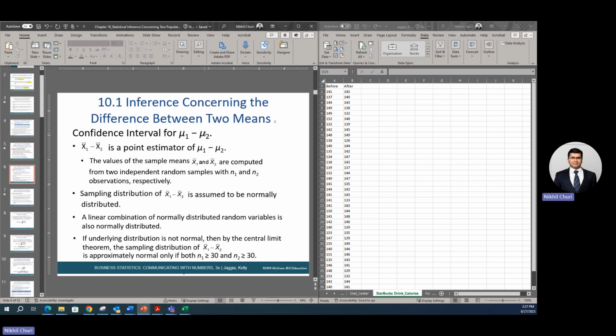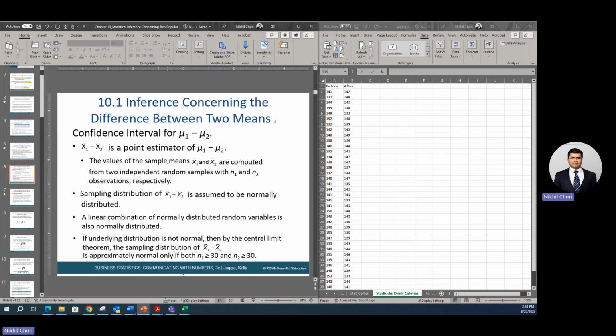Whenever letters like X, Y, Z come into the picture, it denotes that you are talking about sample information. Whenever you use Greek letters like mu, sigma, sigma square, and so on, it refers to the entire population. Since finding the actual values for the entire population is impossible in the business world, we make an assumption that the difference between x1 bar and x2 bar, meaning the average of the before data and the average of the after data, is a true or good estimator for the difference between the population data for before and after.